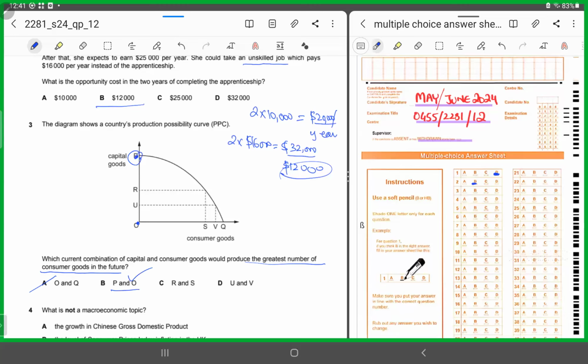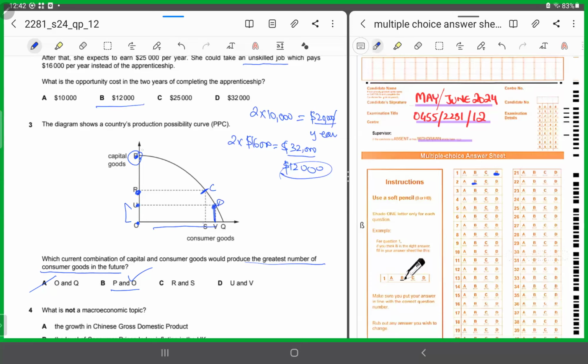However, let's look at C and D as well. C says R and S. This means this amount of capital goods and this amount of consumer goods. So you want to be somewhere here. And D says U and V, which means this amount of capital goods and this much amount of consumer goods. So this means you want to be somewhere here according to D or C.